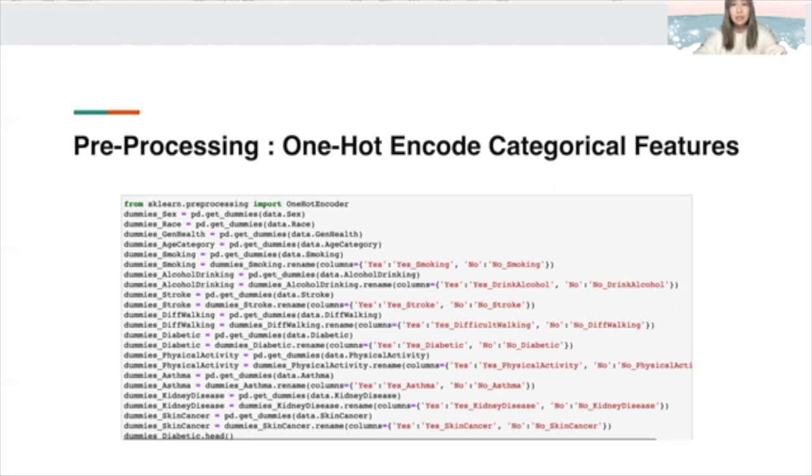This method is also useful with columns that have many categories. For example, we can partition the age category column into many columns like 55 to 59, 65 to 69, etc. Each column has one category, and for the tuples that lie within that category, we label 1, and for the ones that are not, we label 0.